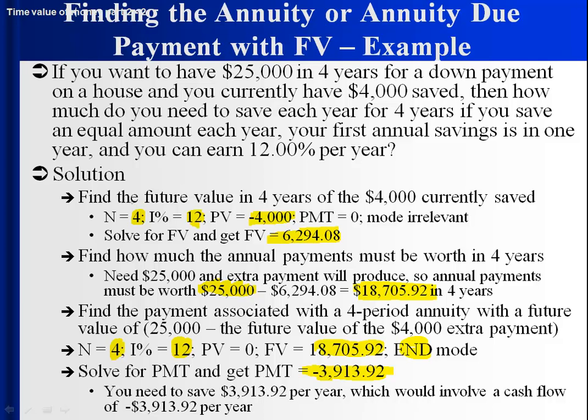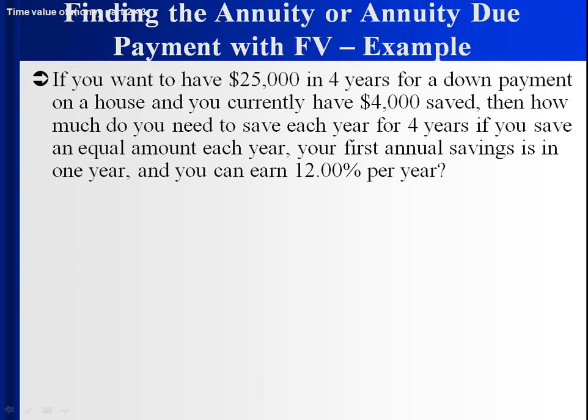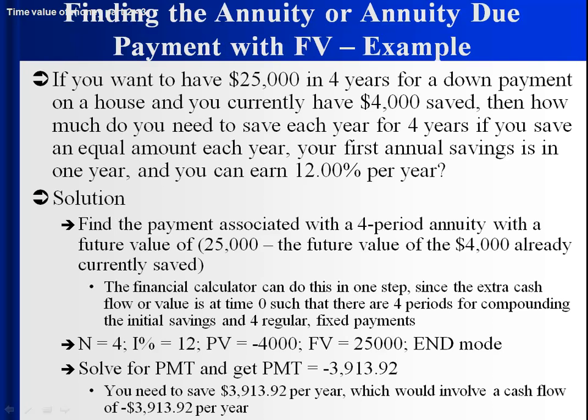But notice, n equals 4 down here because there are 4 payments, and n equals 4 up here because the amount of time from the 4,000 saved to when we want to know the future value is 4. So n has 2 functions, and it's 4 in both cases. We can just do it in one step. So n equals 4, we want to have 25,000. We start with 4,000, which compounds by 12%. Therefore, how much do we need to save each year, starting in one period, in order to get 25,000, given that we're starting with 4,000? And the answer is $3,913.92.